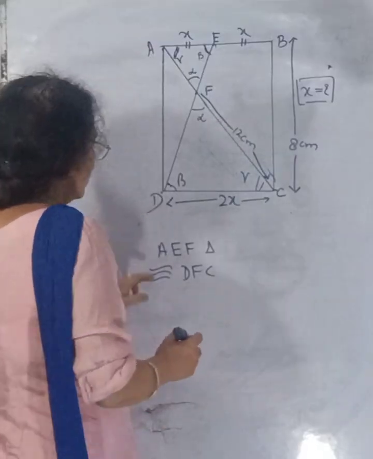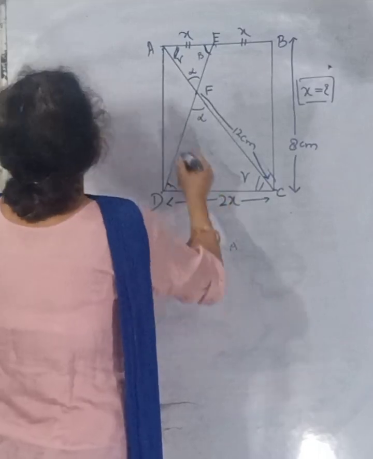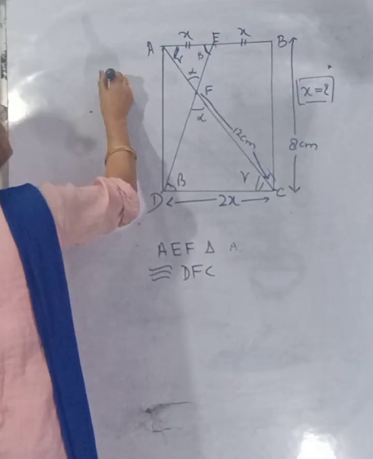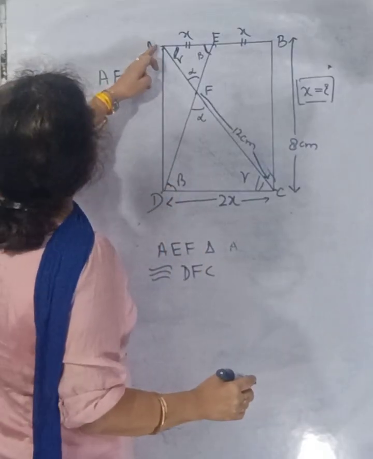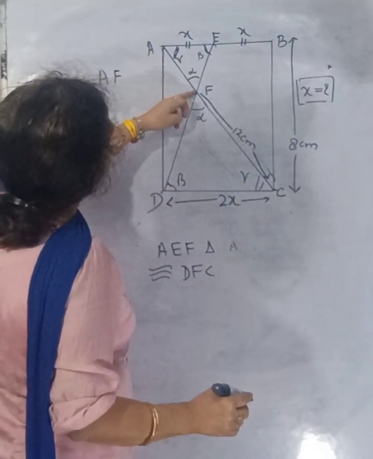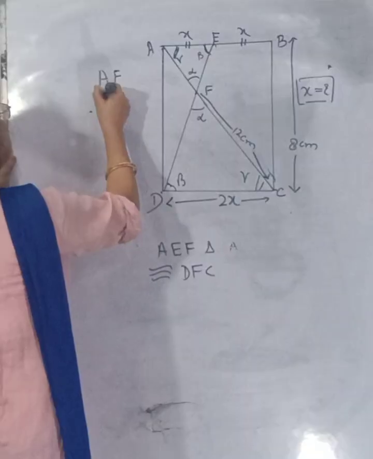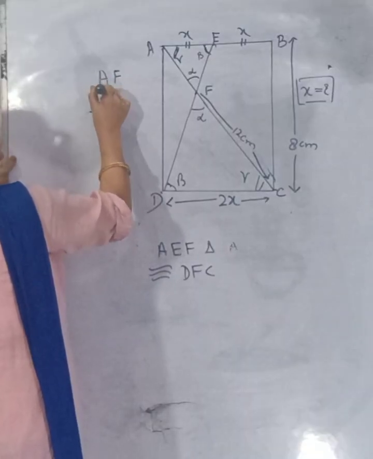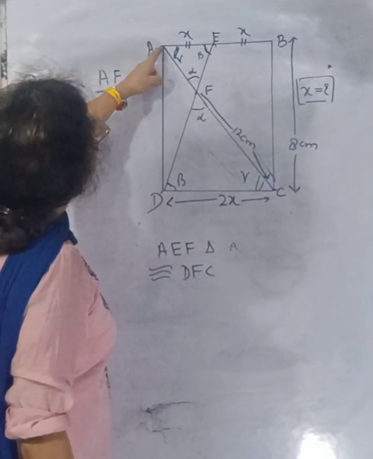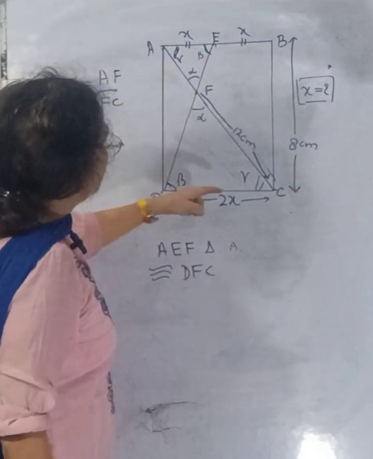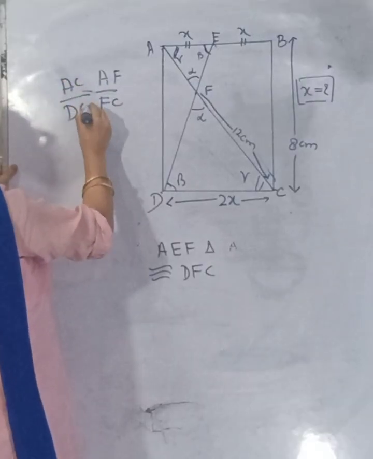In triangle AEF, the side is AF. Corresponding to this, another side of the other triangle DFC is FC. So AF upon FC will be equal to AE upon DC.